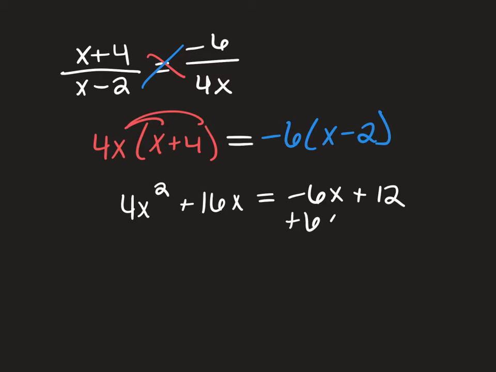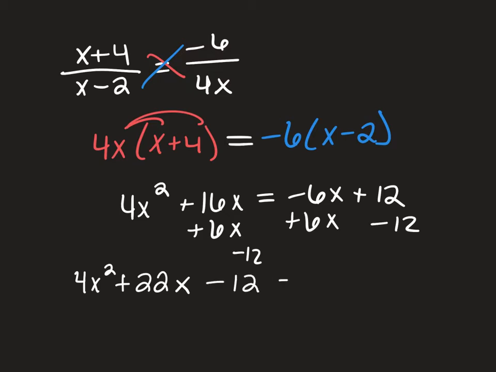So we're going to add the 6x to both sides. And then we're also going to subtract the 12 over, which doesn't really have anything to subtract to, so it's just going to get stuck on the end there. So you get 4x squared plus 22x minus 12 is equal to 0.